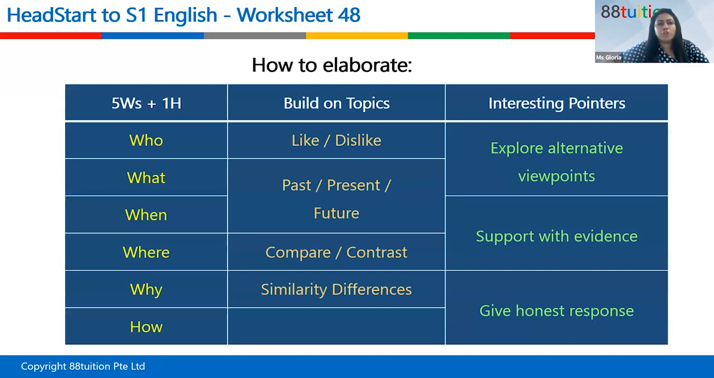All right. I'm not sure in your primary school which one you used. Do you use the 5 W's and 1 H? Do you use the like and dislike, or do you use interesting pointers? Which one did you use? The 5W1H. All right, so you all did the who, what, when, where, why, right? These are some things that you can use, called the like and the dislike, the past, present, future, the compare and the contrast, the similarities and the differences, which is pretty much the compare and contrast. So these are some ways. And also you can do interesting pointers, exploring different perspectives or viewpoints, supporting it with evidence and giving an honest response.